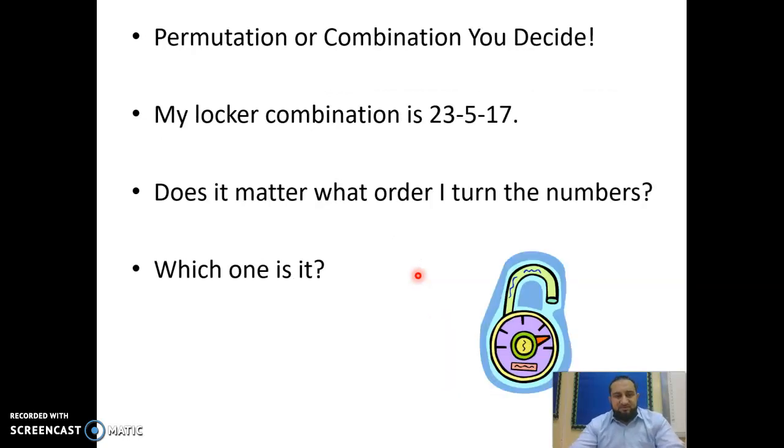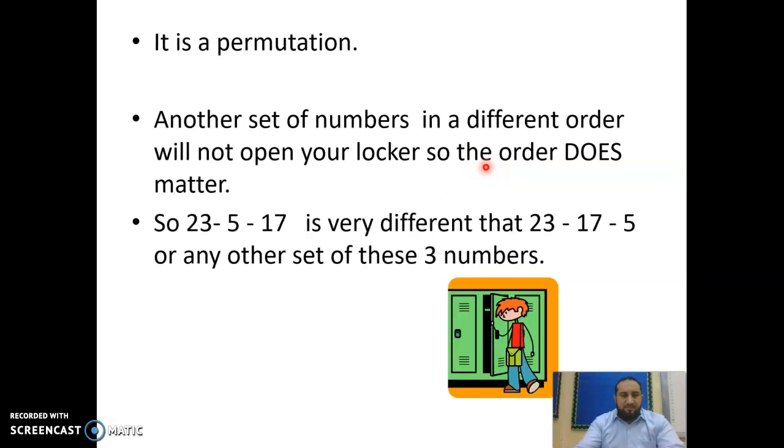Now the next one, permutation or combination. Again, my locker combination is 23 5 17. Does it matter what order I turn the numbers? And which one is it? So think about it. What do you think? If you change the order for this one, will your locker open? Definitely not. So it's a permutation.